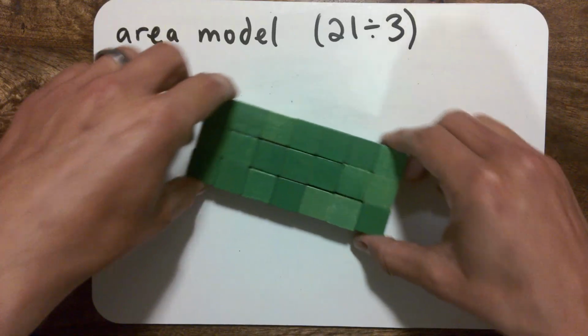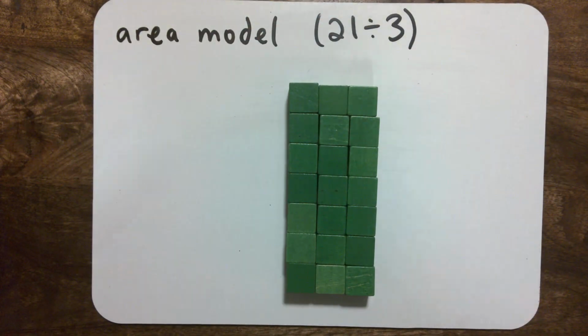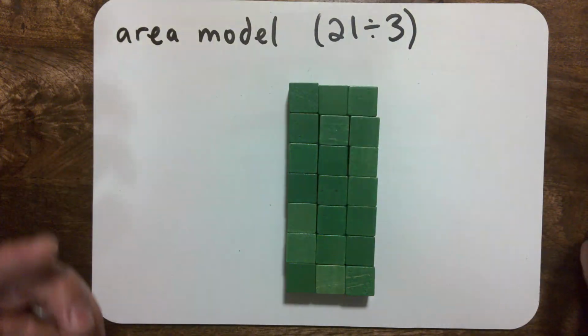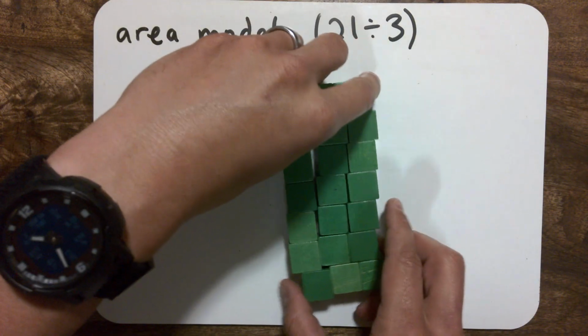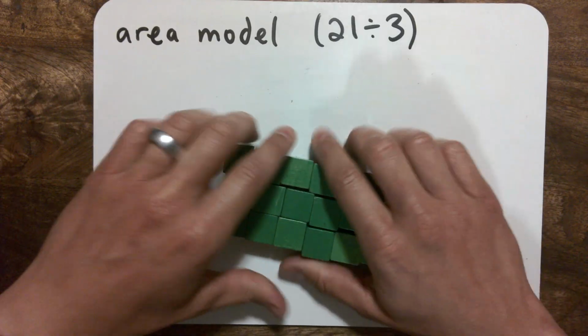Okay, if we wanted to think of it as 3 columns, we could have just done the exact same thing. It would end up just like this, or if we would have said rows with a size of 3, it would look like this. So that's our concrete model for that area model strategy. Okay.